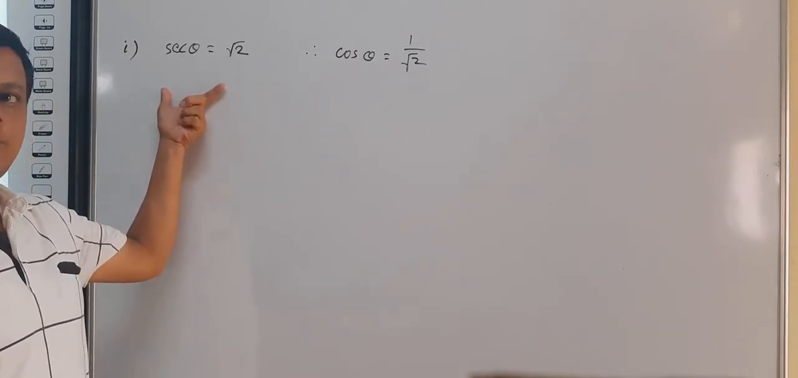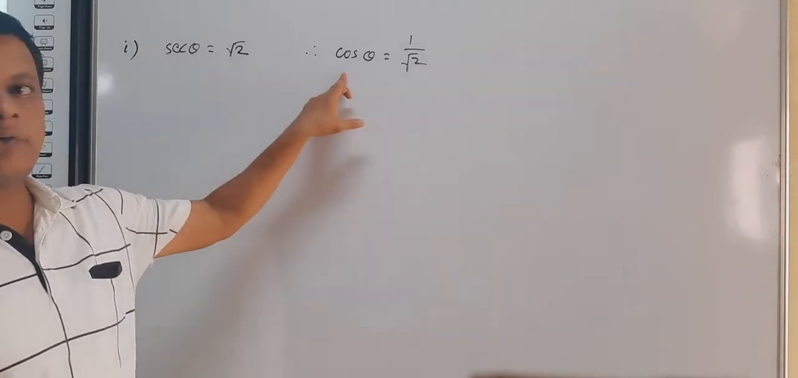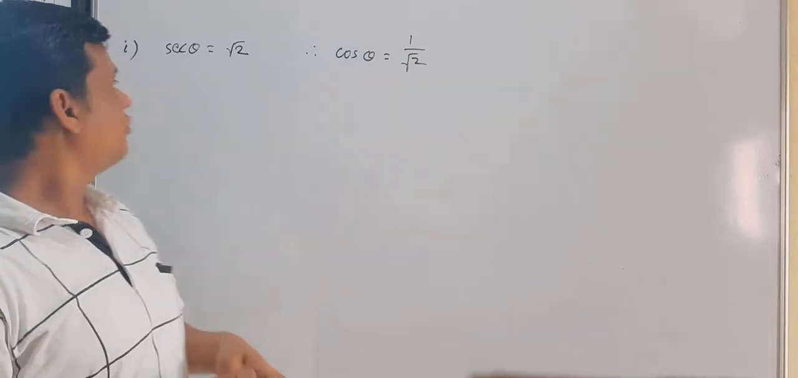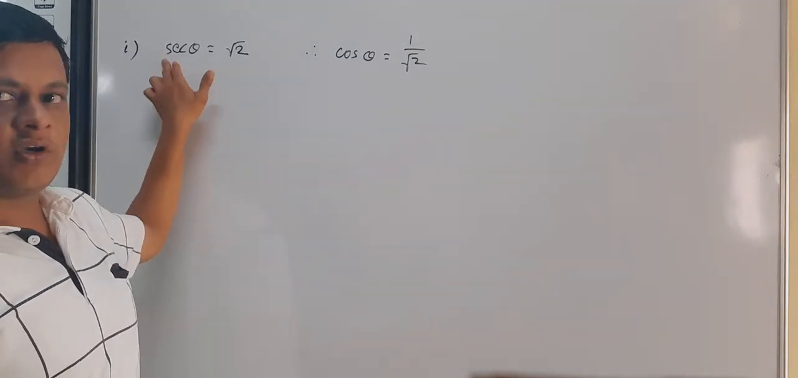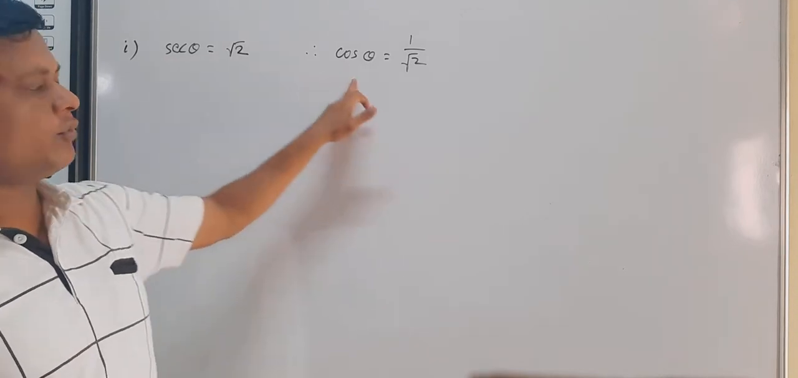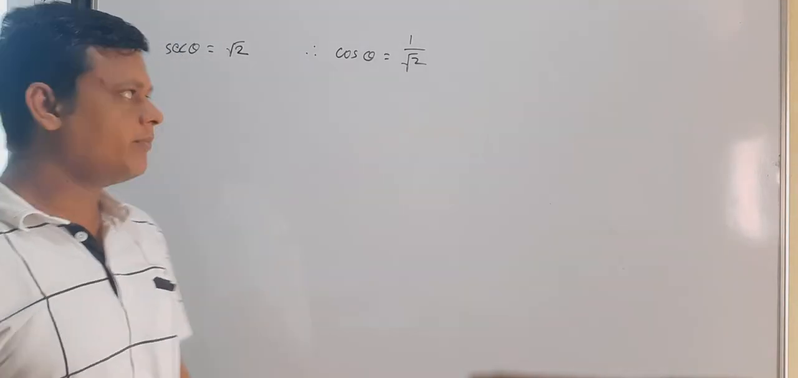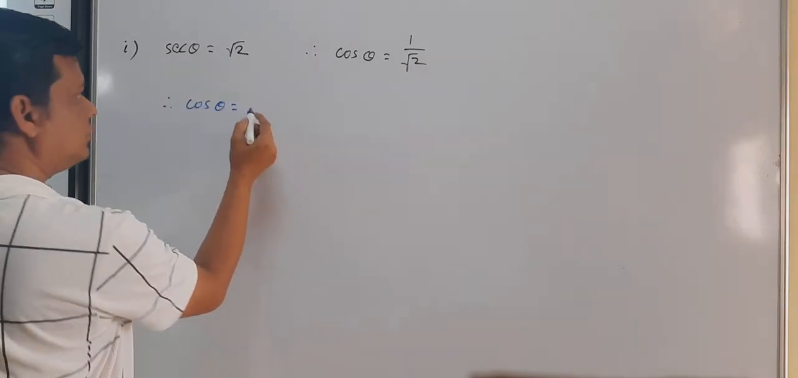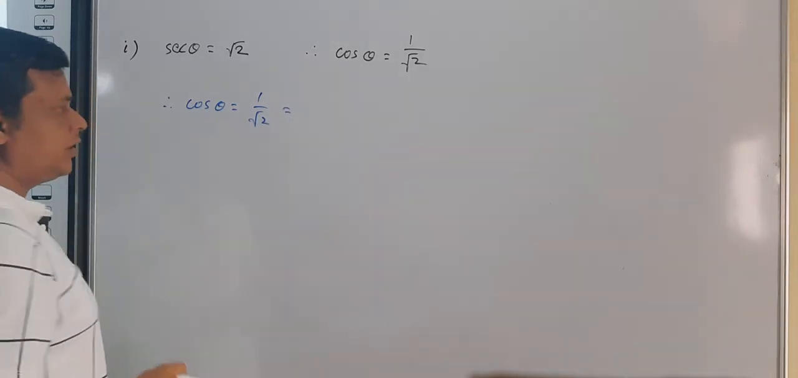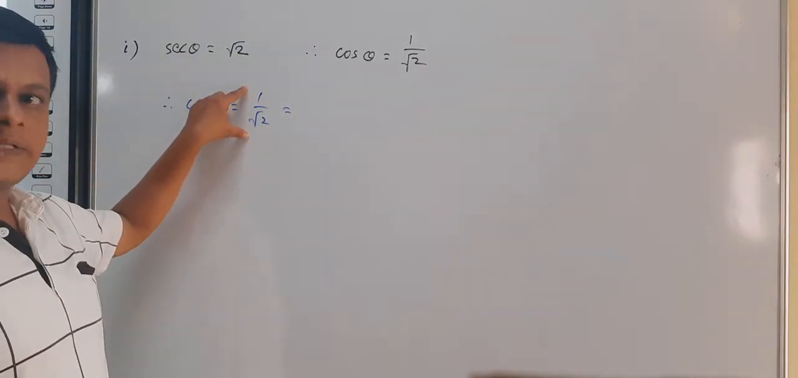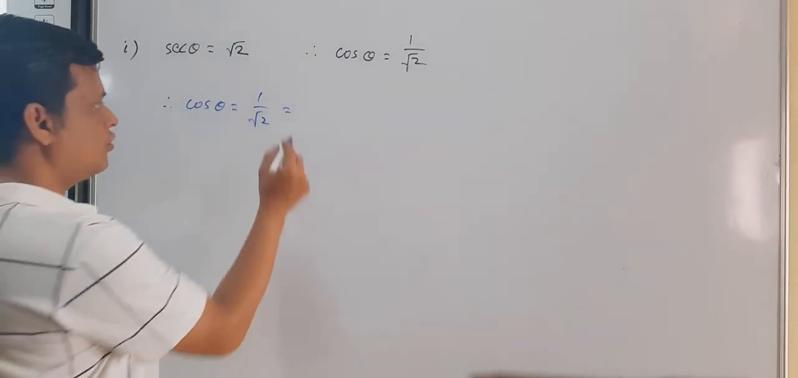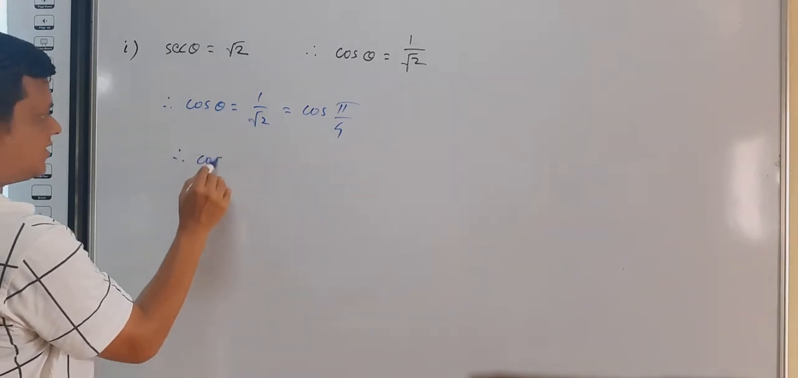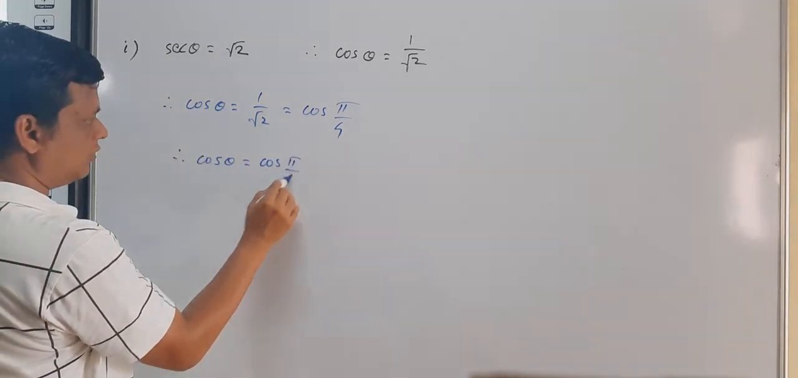Finding the general solution for sec theta equals root 2 is equivalent to finding the general solution for cos theta equals 1 by root 2. We know that sec theta is equal to 1 upon cos theta. So taking reciprocal on both sides, we can write cos theta equals 1 by root 2. We know that cos 45, that is cos pi by 4, is 1 by root 2. So we write here cos pi by 4. Therefore, cos theta is equal to cos pi by 4.